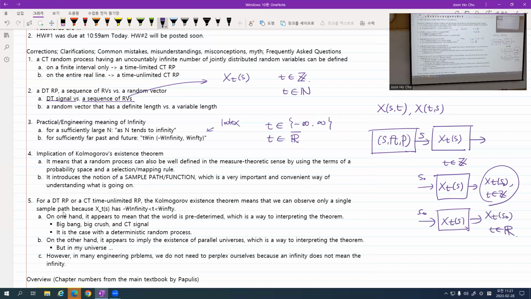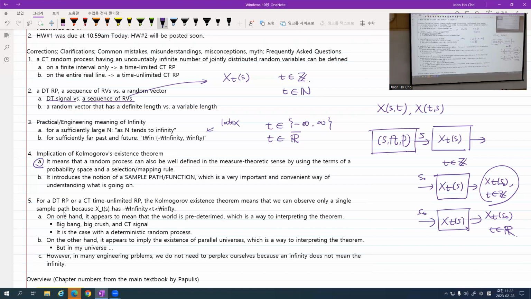t a member of the real numbers, every real number, then what? Given a single S0 outcome, you have how many? Uncountably infinite numbers, right? That is parameterized by a real number. Got it? So the first important implication of Kolmogorov's existence theorem is that even a random variable, which sounds very strange, can be well put into the framework of the measure theoretic definition.